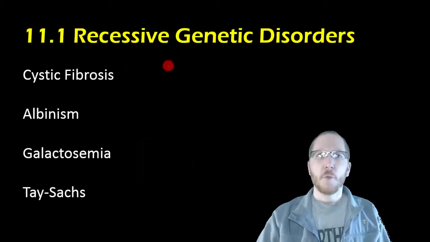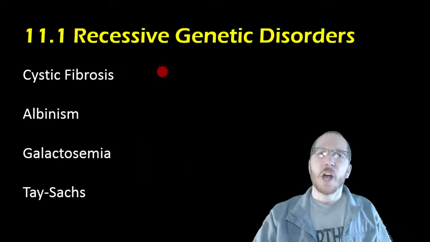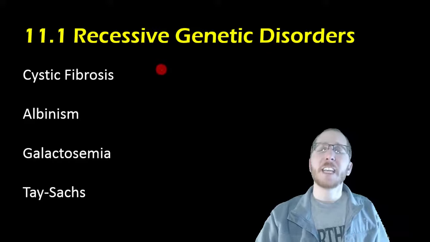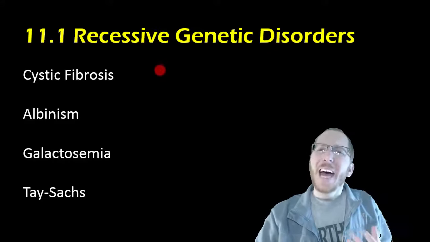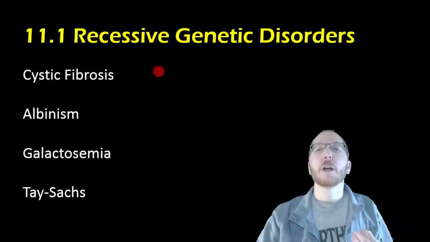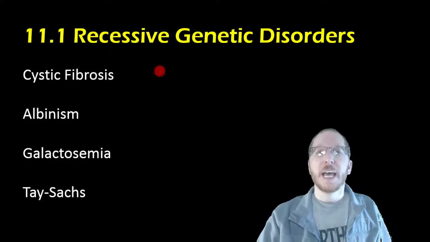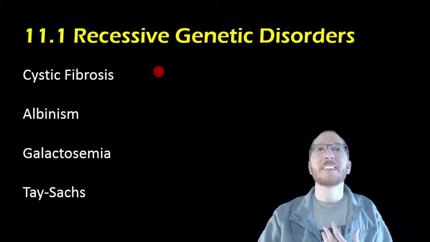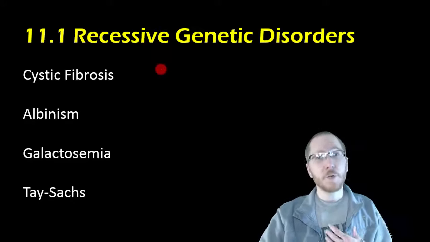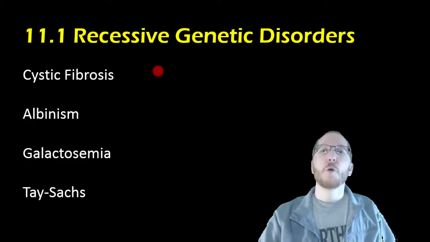Welcome to section 11.1. Now in this section I want to focus on some disorders that we tend to find in humans. These will be where you have a bad version, we'll say, of a particular allele for a particular gene. And based on this, you're typically disadvantaged in some way. It can be up to and including death, but it can also be more minor.